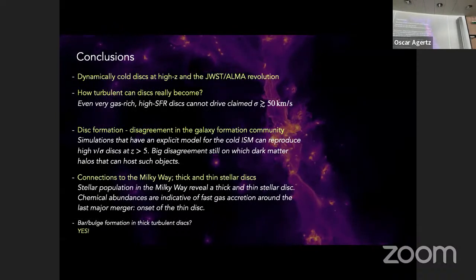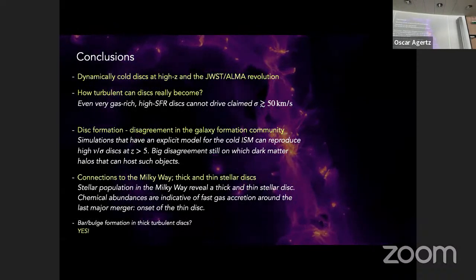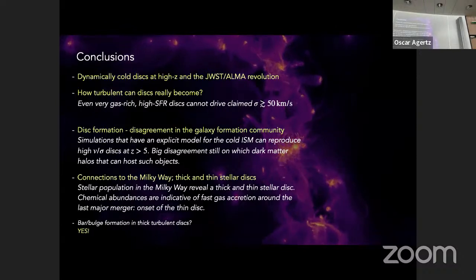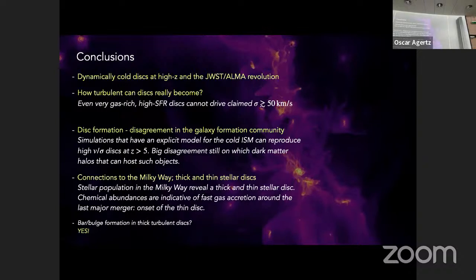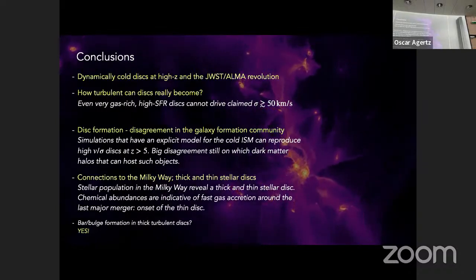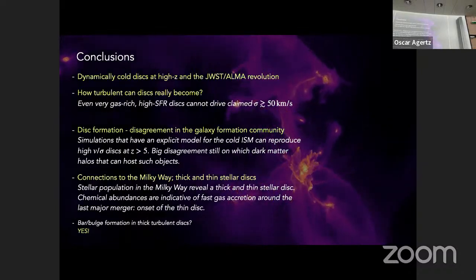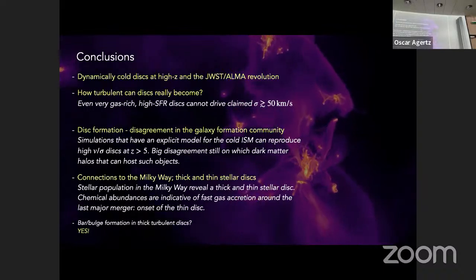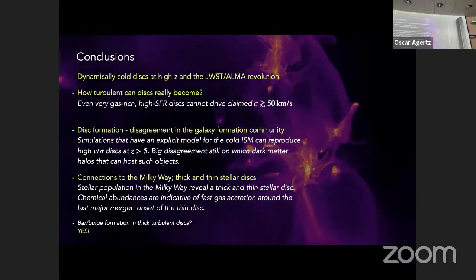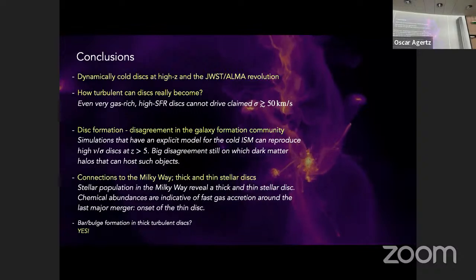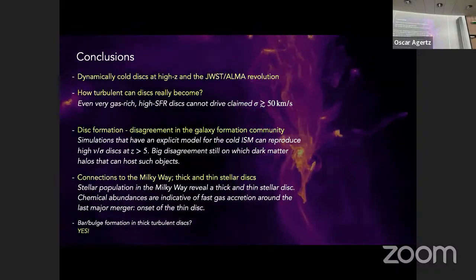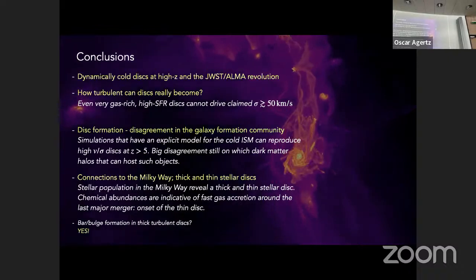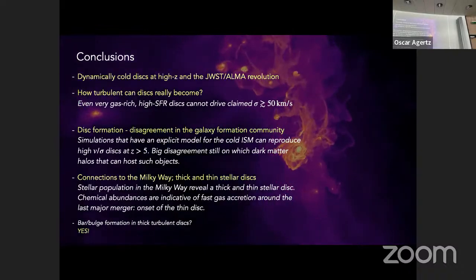I talked a bit about the dynamically cold disks at high redshift. James Webb and ALMA are revolutionizing the theoretical picture. I've talked about how turbulent disks can actually become. Can we trust the data? In most models that we are running now, and I think other groups agree on this, you cannot drive velocity dispersions greater than 50. That's not what disks do. You need something else, like mergers or very fast accretion.